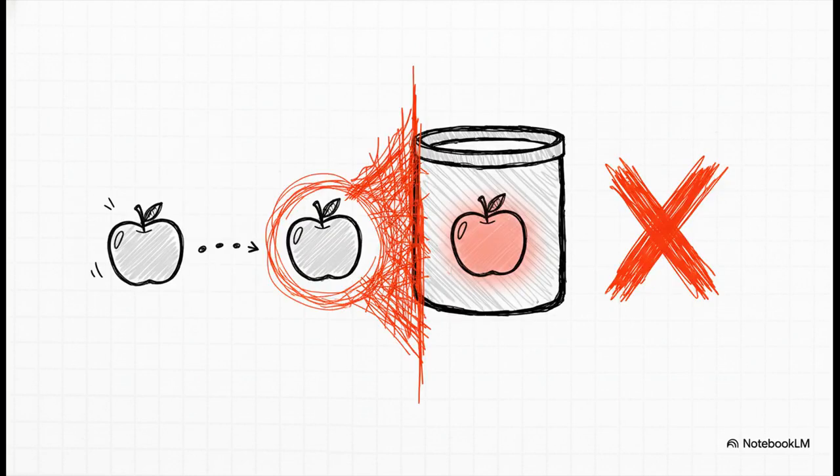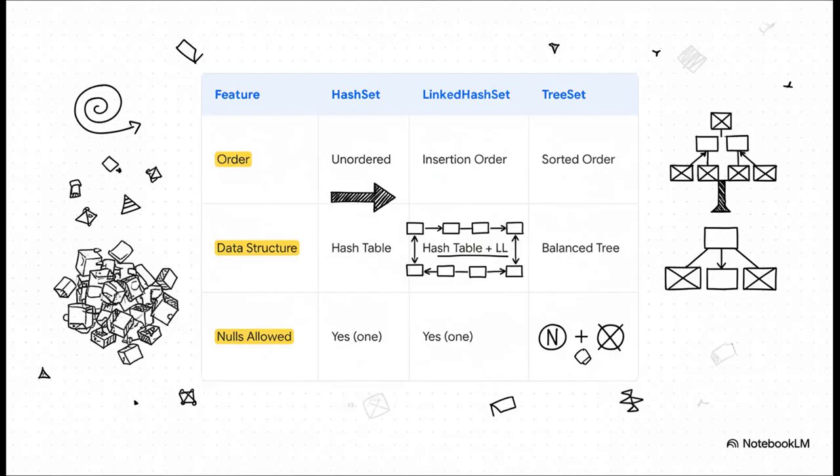Okay, but what happens if we try to add apple a second time? Well, the set checks its contents again, finds that apple is already in there, and it just rejects the new one. The collection doesn't change at all, and the add method returns false. This little example shows you the core promise of a set perfectly. Uniqueness is guaranteed. And just like with lists, you've got options.